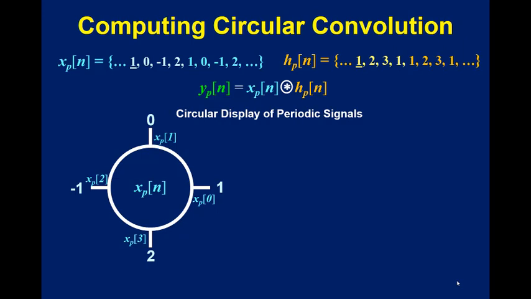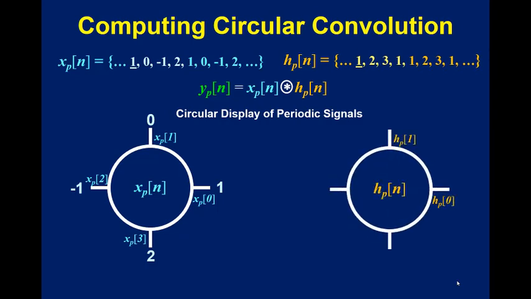And likewise, I could create one for h. Start over here, put h of 0, h of 1, h of 2, h of 3. So h of 0 is 1, h of 1 is 2, then 3, then 1. And I have a pictorial display of this periodic repeating signal. And I just keep going around and around and around to create each period of that signal.